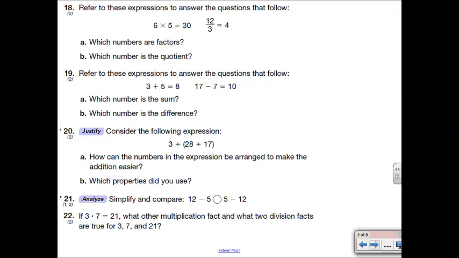It says refer to the expressions to answer the questions that follow. So 6 times 5 equals 30, 12 divided by 3, or 12 over 3 equals 4. So things that are being multiplied are the factors, 6 and 5 are those. Which number is the quotient? The quotient is your answer in the division problem, so that's 4.